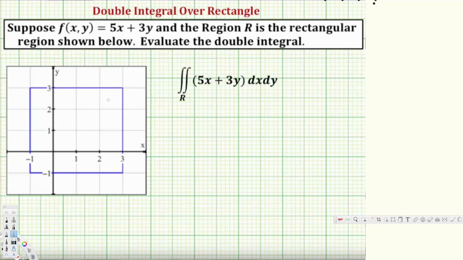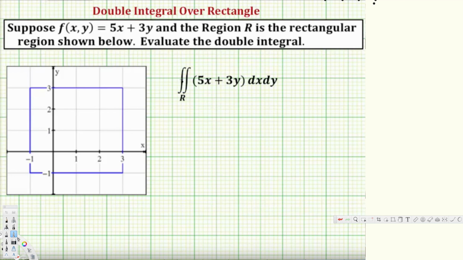What's going on, guys? In this video we are going to see how to do a double integral over a rectangular region. Now let's look at that through this example. Here this question is asking, suppose f of xy is equal to 5x plus 3y and the region R is the rectangular region shown below.